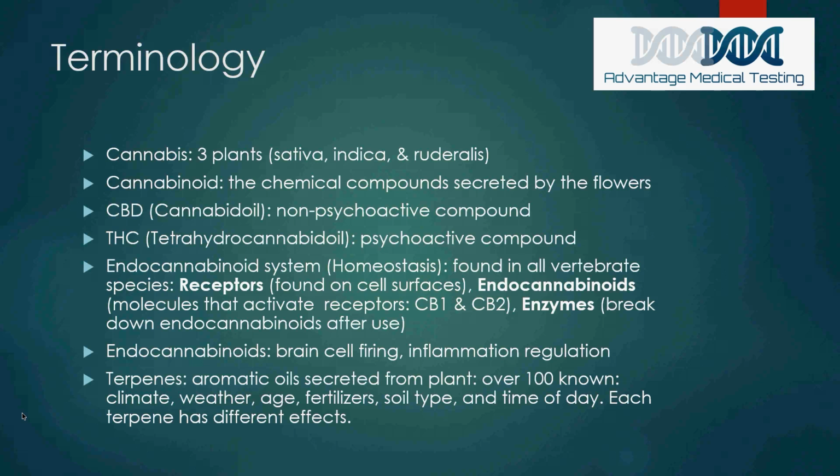Then the third component is enzymes. What these do is, once the cannabinoids react with the receptors, there has to be a way to get rid of them, so the enzymes actually break down these endocannabinoids after they're used.